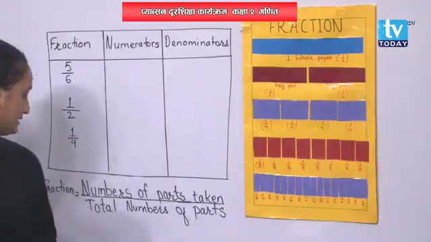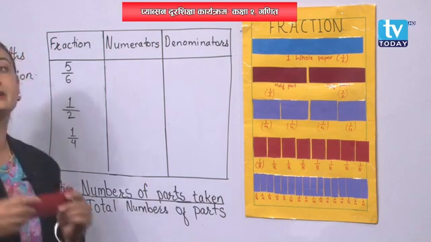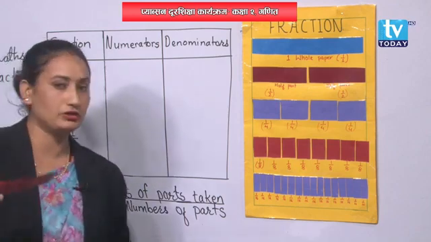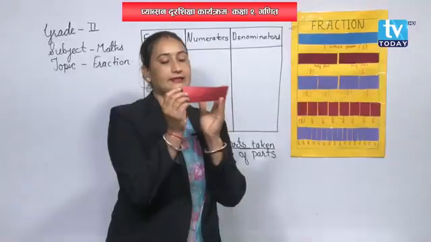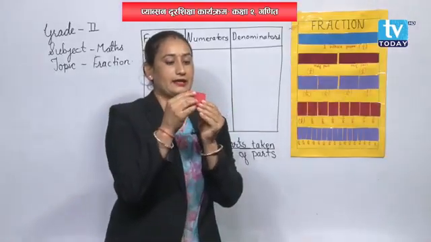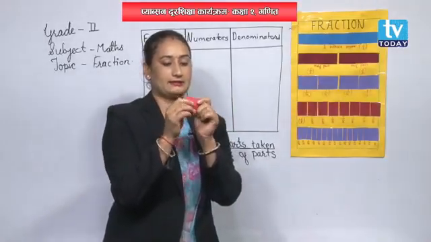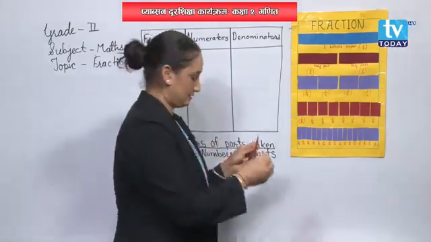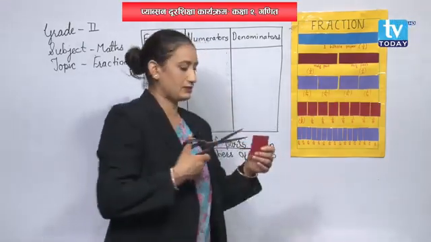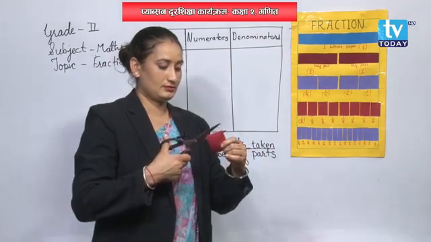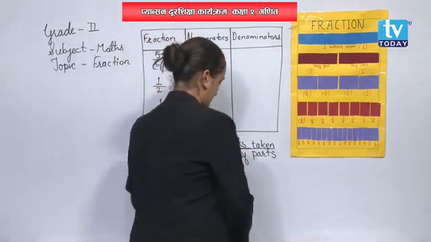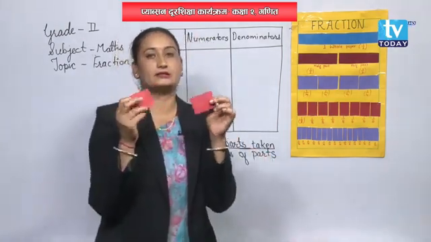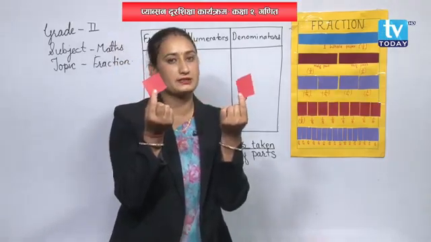Same like that, if I fold this paper again and then cut it in the middle, then it is again divided into 2 parts, right?